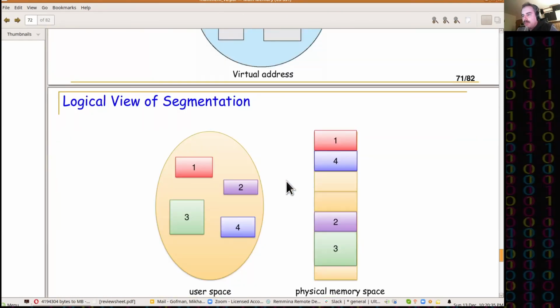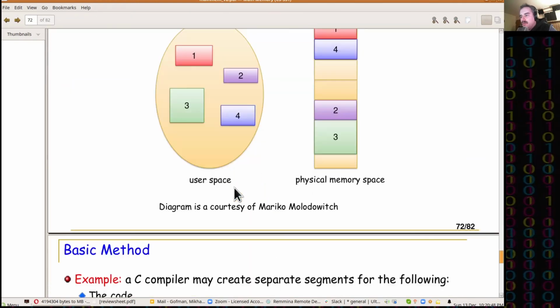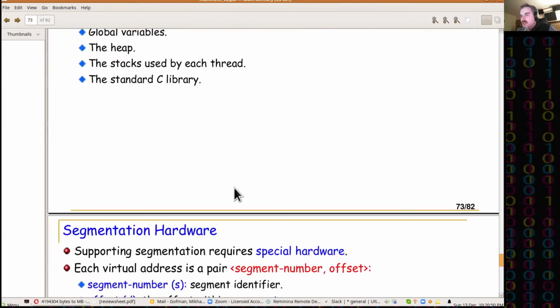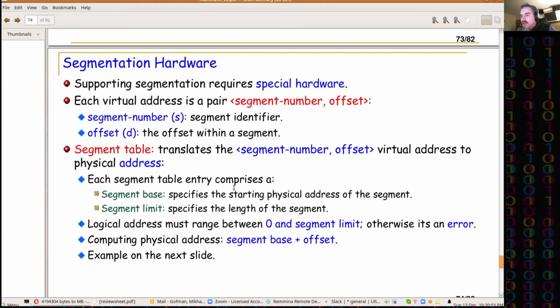Now, each of those virtual segments is going to be mapped to an actual segment in the physical memory, and each segment is assigned a segment number. So, in order to implement segmentation, we need special hardware. First of all, each address in segmentation will be represented by a segment number, which represents the segment which we would like to access, and the offset within the segment that we would like to access.